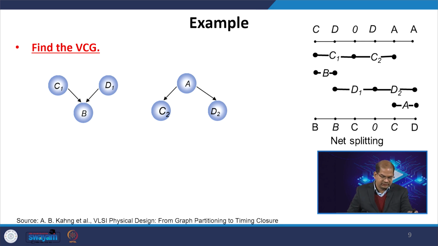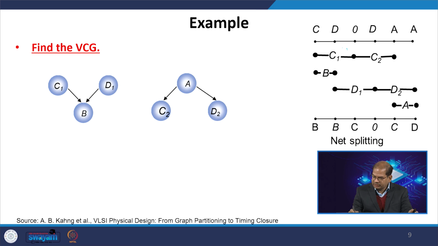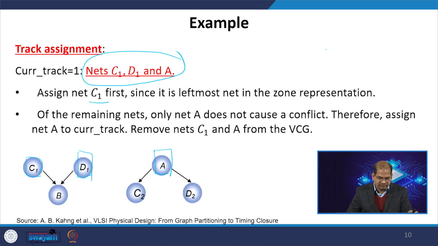So, what we are doing here is that we are using C1, D1, and A, which has no parents. So, which one is the left one? That should be used first. So, the possible nets to be used are C1, D1 and A. So, why am I using C1? Because it is the leftmost one. If you can see, this is the leftmost one. So, that is why I am taking C1 first and assigning it to track 1.